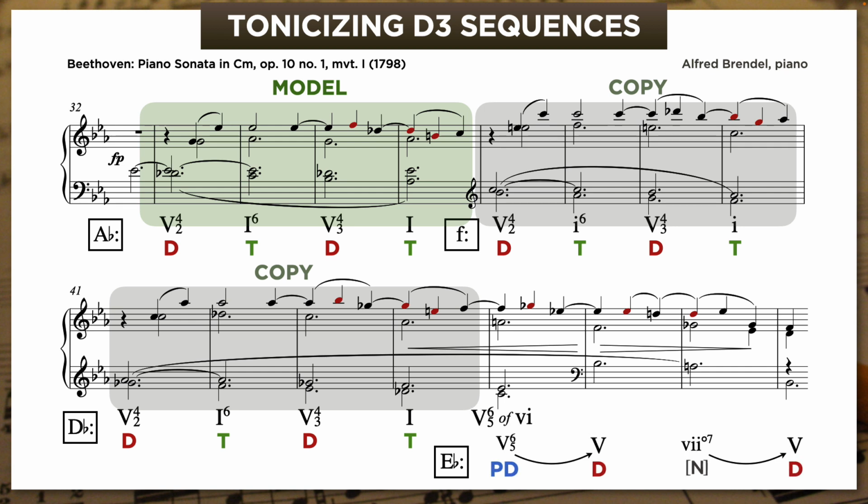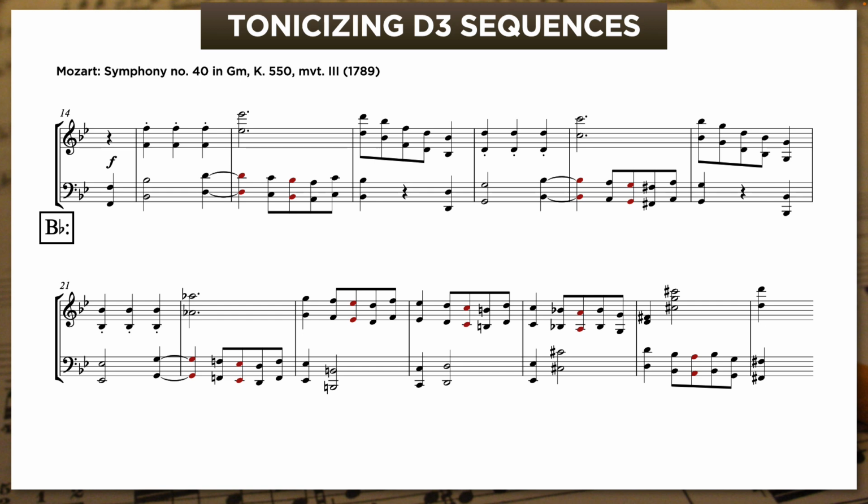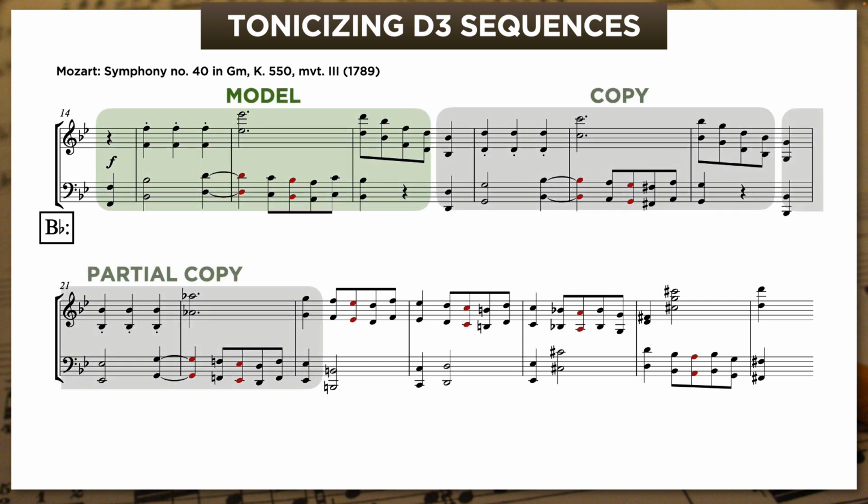To my ears, the next two examples sit more clearly in a single key, at least while the sequences last. Here is a passage from the Minuet of Mozart's Symphony No. 40. The model and copies are each 3 bars long, oddly enough, and each one features a single applied chord surrounded by the chord it resolves to.